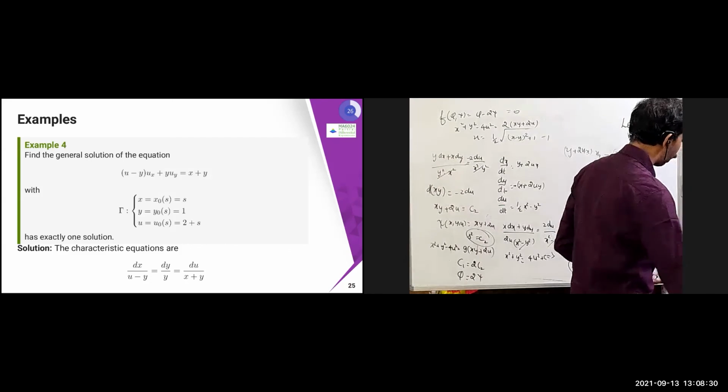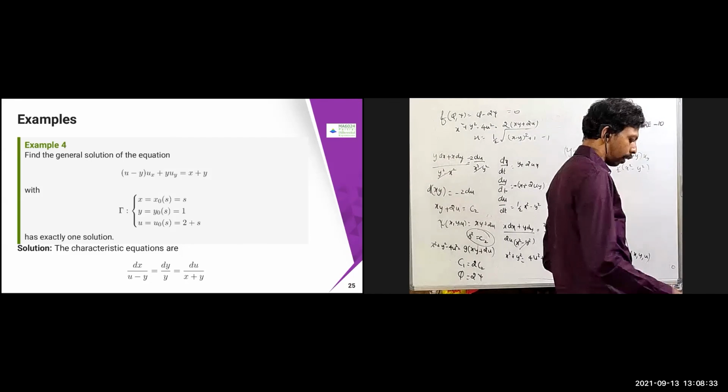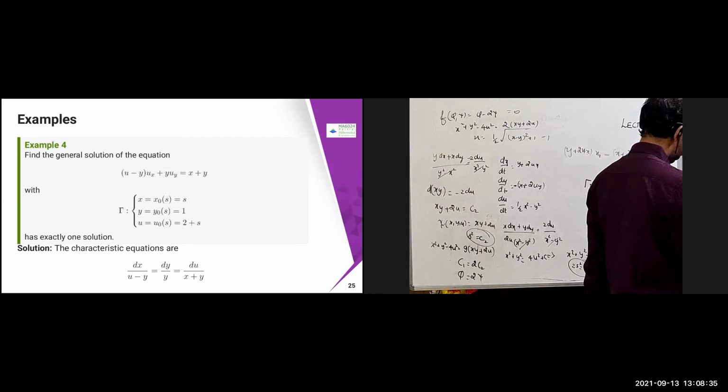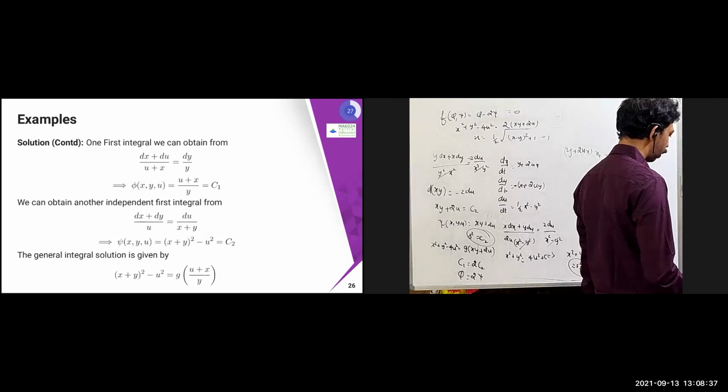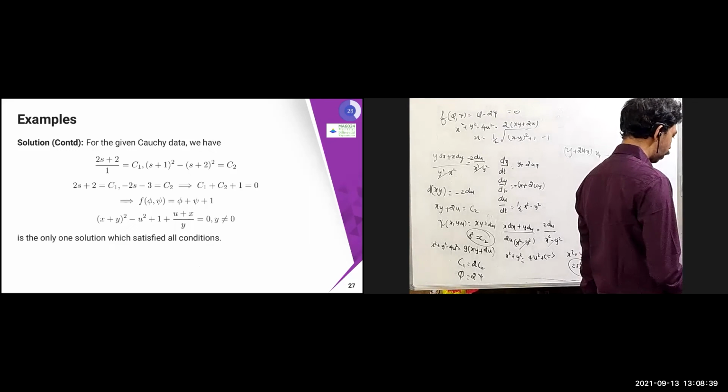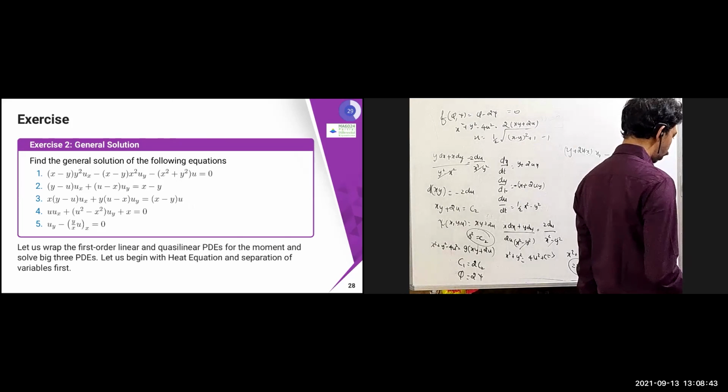Same way I can solve this problem. I leave it to you. I'll just give this for you to explore, whether whatever I have is fine or not. Same way I can solve this problem. And I give some exercise problems also, which you can do.